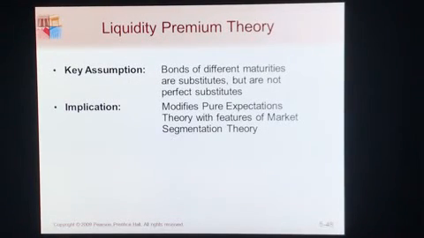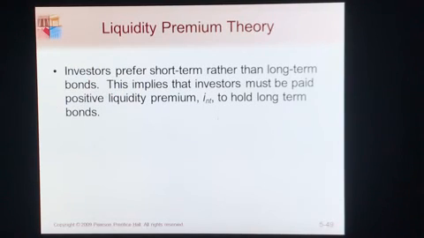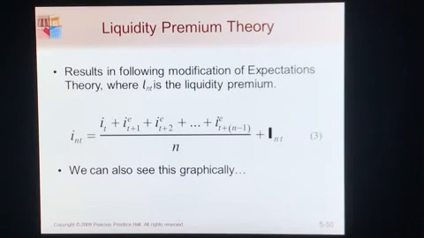The third one is the liquidity premium theory. The assumptions for liquidity premium theory are that bonds of different maturities are substitutes, but not perfect substitutes. The implication of the liquidity premium theory is that it modifies the pure expectation theory with features of market segmentation theory. And normally investors prefer short-term rather than long-term bonds. That implies that investors must be paid a positive liquidity premium to hold on for a longer time period.